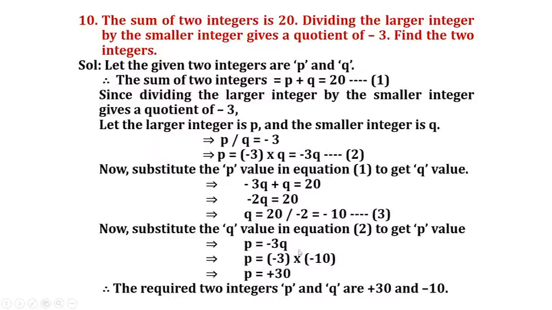I am substituting here minus 10. So by multiplying these two, minus into minus plus 3 times 30 is plus 30. So now you know what the values of p and q are. So p is equal to plus 30, q is equal to minus 10. Therefore, the required two integers p and q are plus 30 and minus 10.